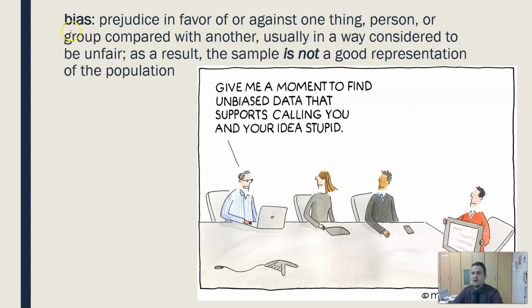Okay, we've talked about sampling methods, now we're going to talk about bias. Bias is prejudice in favor of or against one thing, person, or group compared with another, usually in a way considered to be unfair. As a result, the sample is not a good representation of the population.